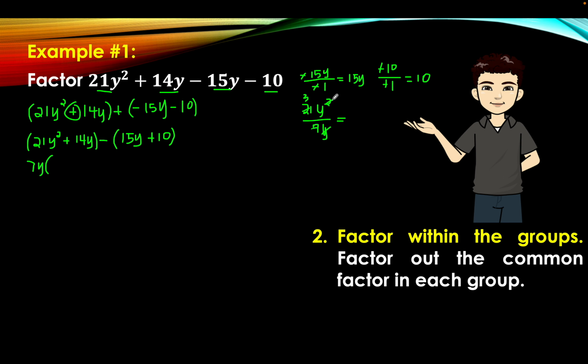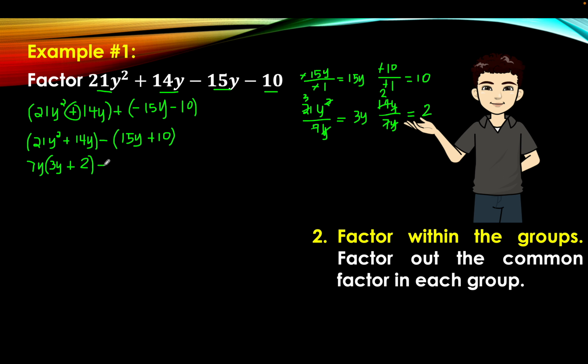Recall that when we divide terms, we simply subtract exponents. So we have here 3y, and 14y divided by 7y is equal to 14 divided by 7, we have 2, and y divided by y cancels out. Therefore, the answer here is 2. So we have here 7y times the quantity 3y plus 2.